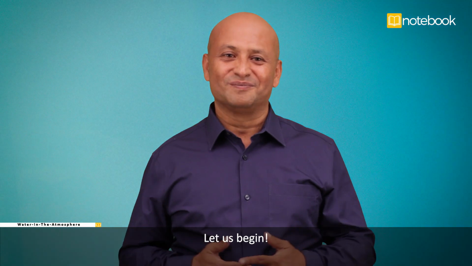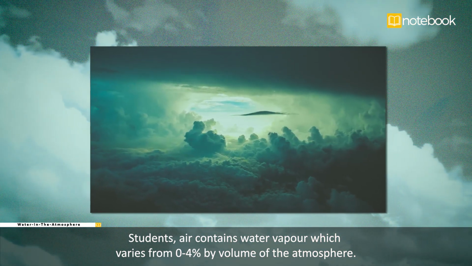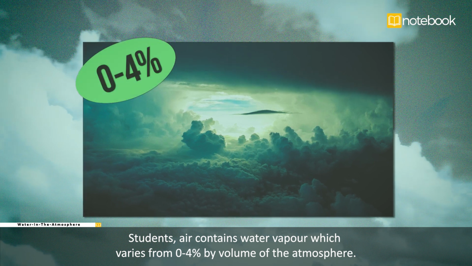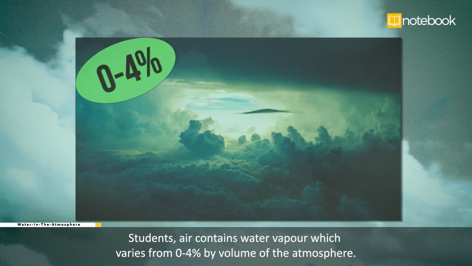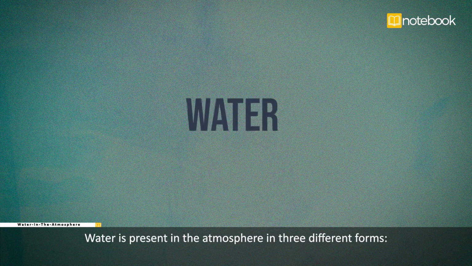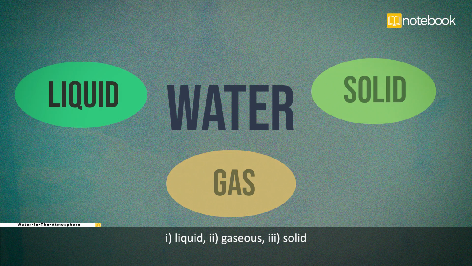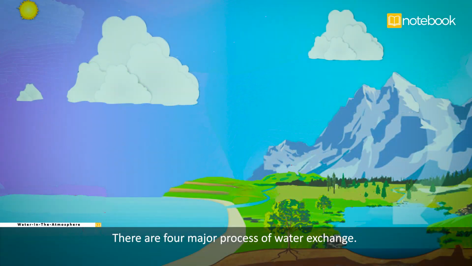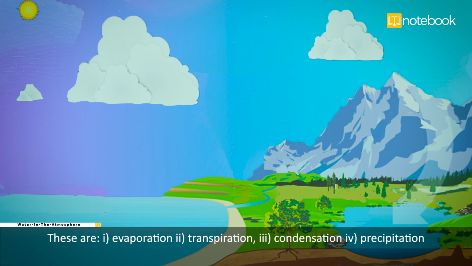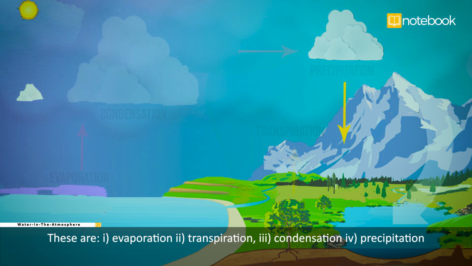Let us begin. Students, air contains water vapor, which varies from 0 to 4% by volume of the atmosphere. Water is present in the atmosphere in three different forms: liquid, gaseous, solid. There are four major processes of water exchange. These are evaporation, transpiration, condensation, precipitation.